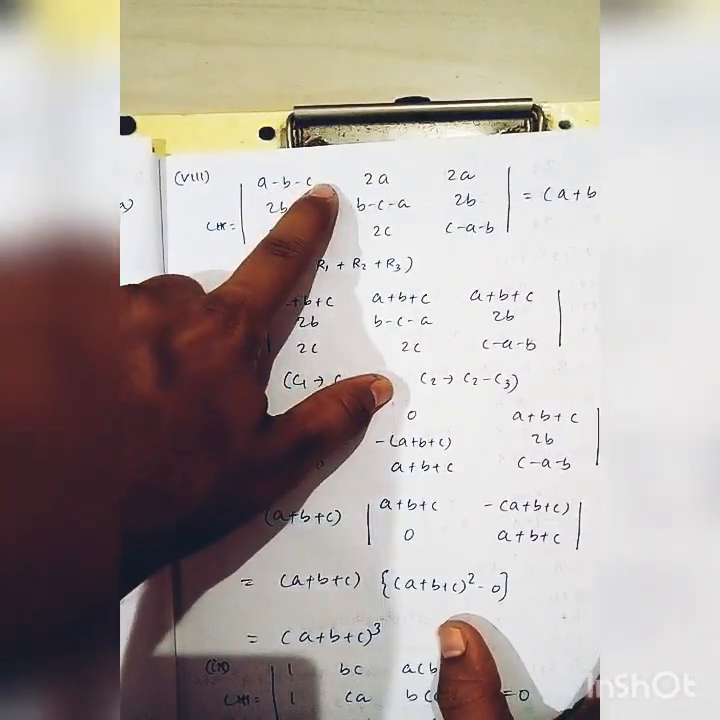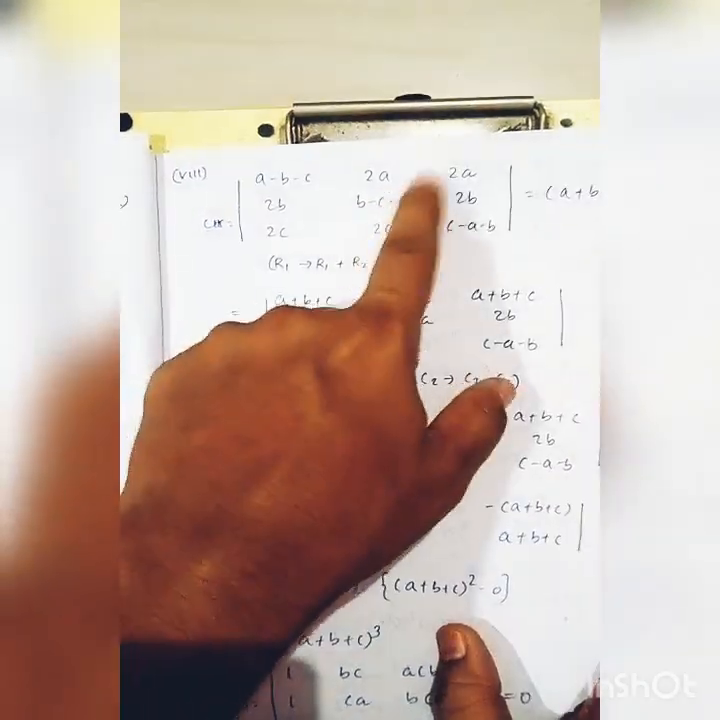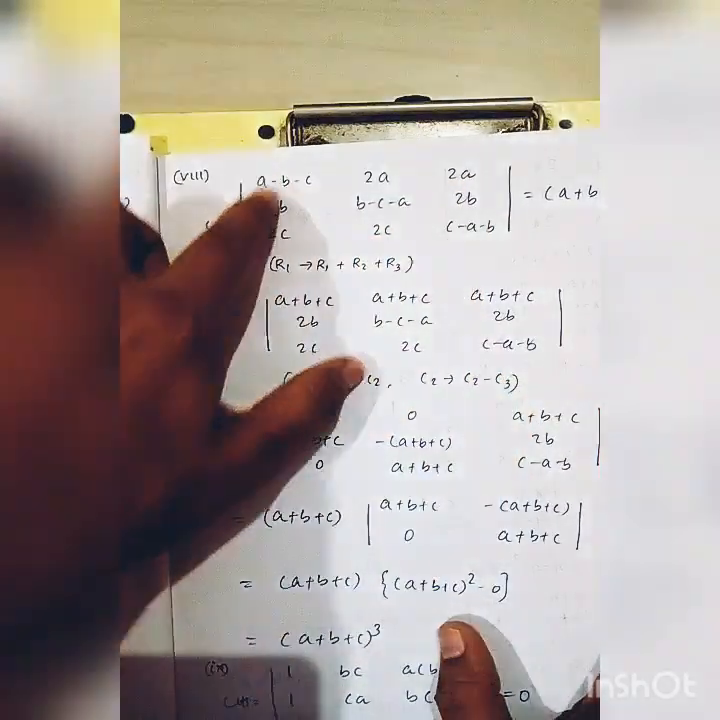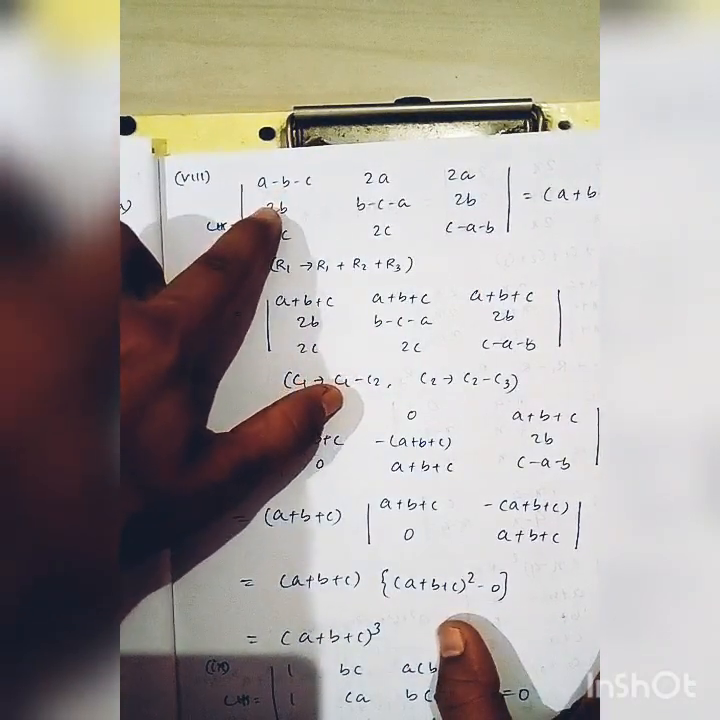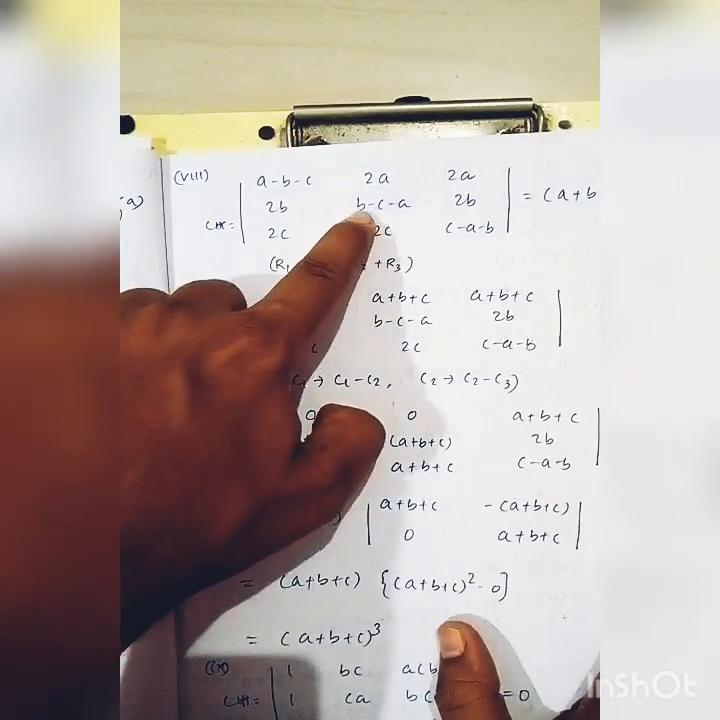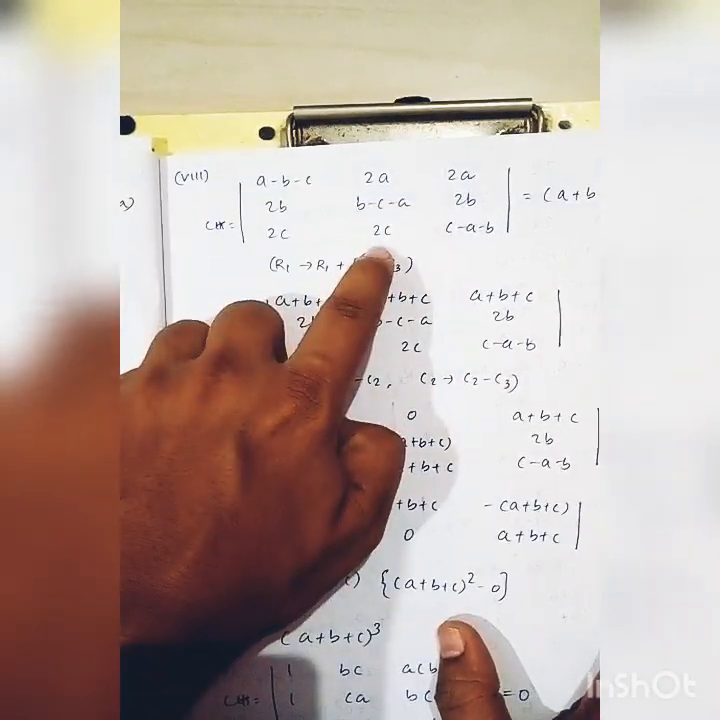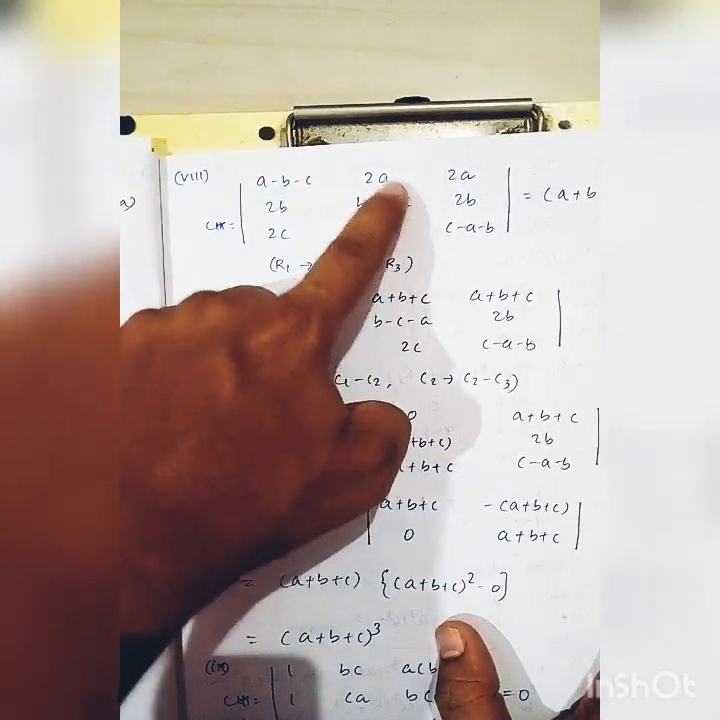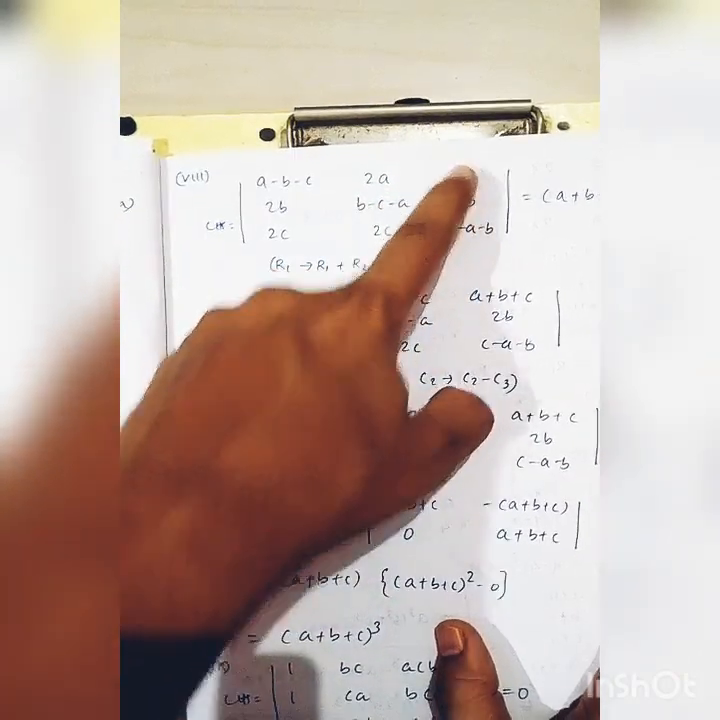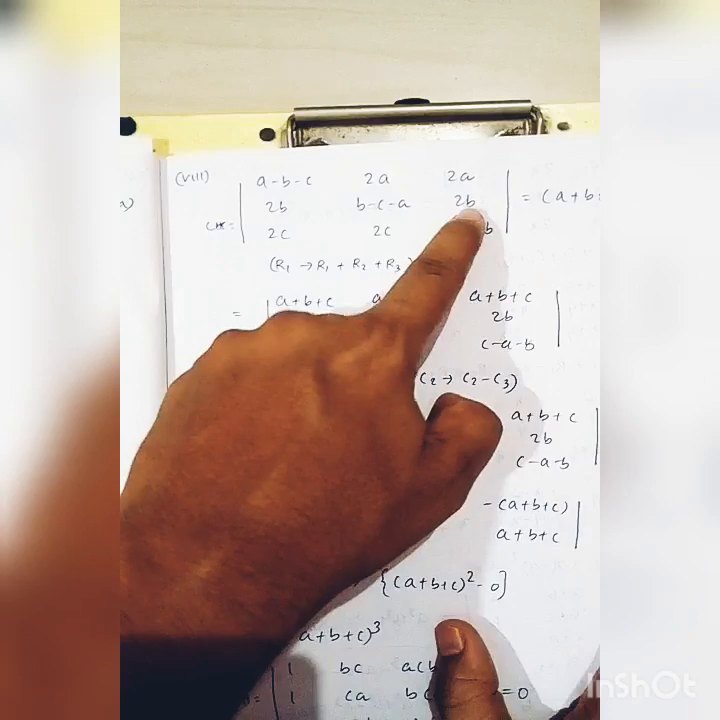Here a minus b minus c, it is 2b, 2c. Here 2a, b minus c minus a, 2c. Observe first column. Here minus b plus 2b, it is again b. Minus c plus 2c, it is again c. Again here b minus c minus a, minus c plus 2c, again is plus c. Minus a plus 2a, it is again a. Again c, minus a plus 2a, it is again a. Minus b plus 2b is again b.